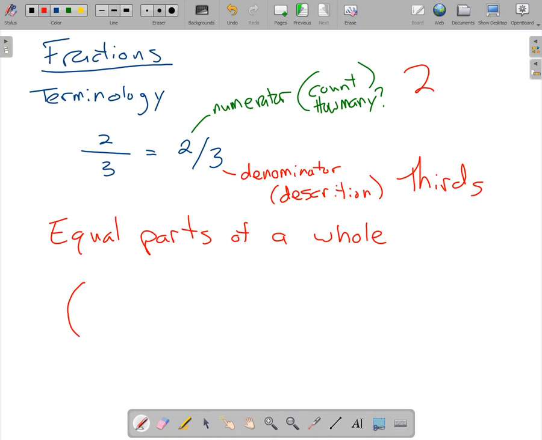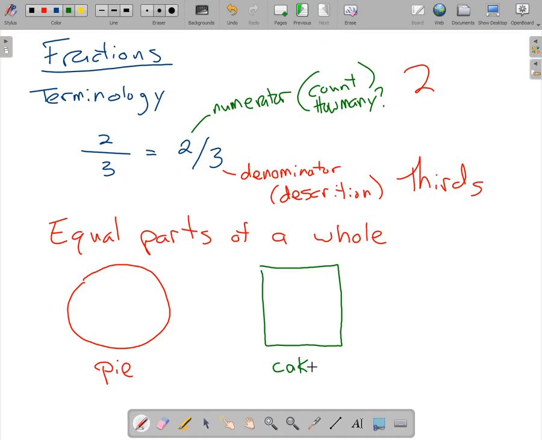Popular way in books to draw fractions is with a circle. I refer to that as a pie diagram. Versus you could make yourself a square cake. And I prefer to do cakes versus pies. I'm slightly better at drawing squares and rectangles than I am at drawing circles, which I think most people fall into that category. So either one of those can be my whole, and then based on those, I can try and estimate where thirds would be.